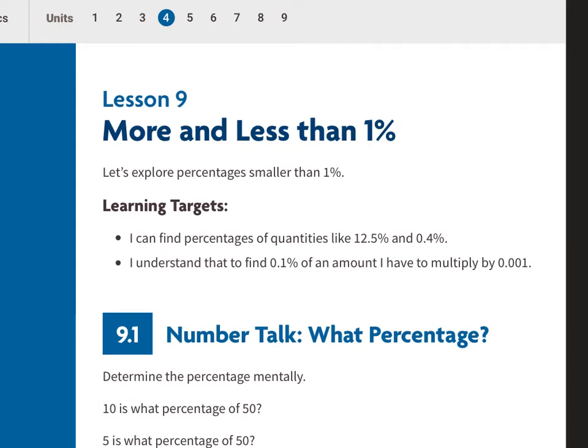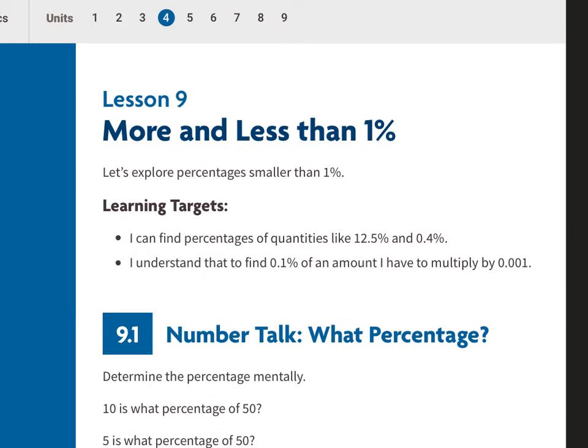Here we are for lesson 9. We're on page 69 in your book. This is really a review lesson. They want us to figure it out mentally. And there's tricks we can use, but the easiest way here is just to use your calculator.